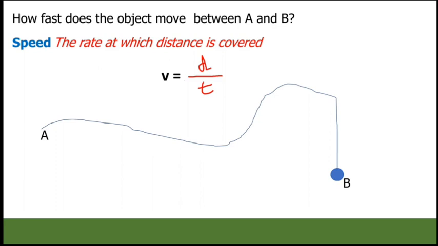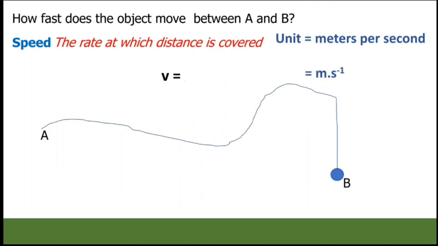I usually encourage learners, if they're learning the speed formula for the first time, to make this little triangle where you place the speed v here and the distance there, and then you place the time there. So speed equals distance over time. The units will be meters per second, which becomes m dot s to the power of -1.